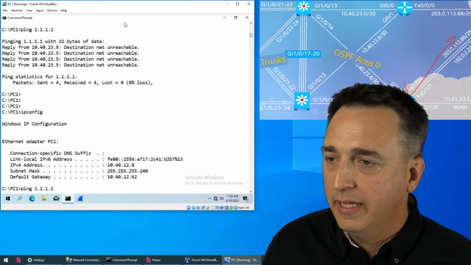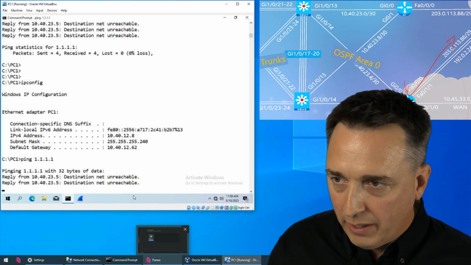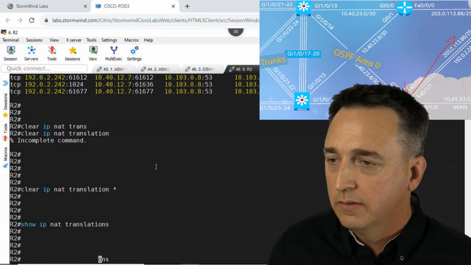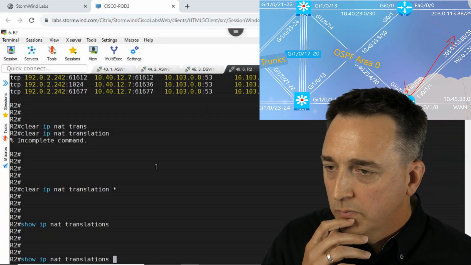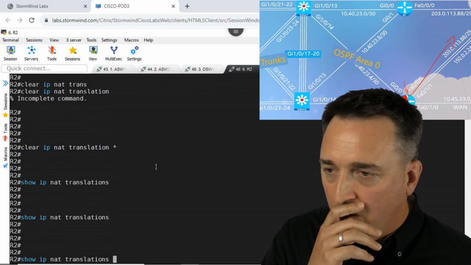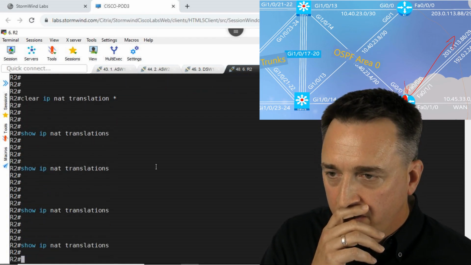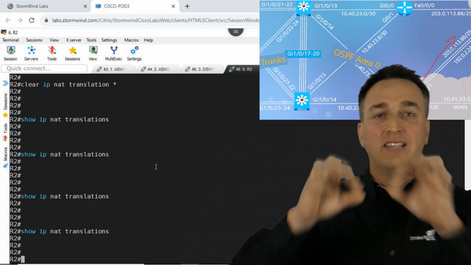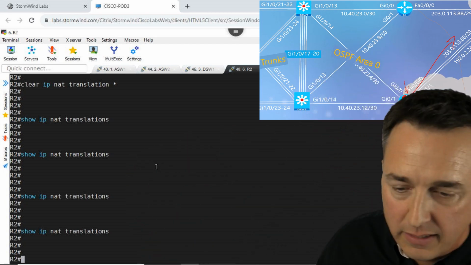Let me try a ping again. All right, we're getting a response from R2. I don't think that's working properly. Nope, look at that. The asterisk means all. The asterisk is a wildcard. Oh, so clear IP NAT translation all. Clear the entire table. That's what that means.